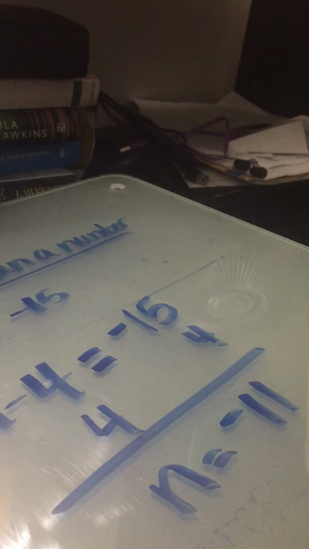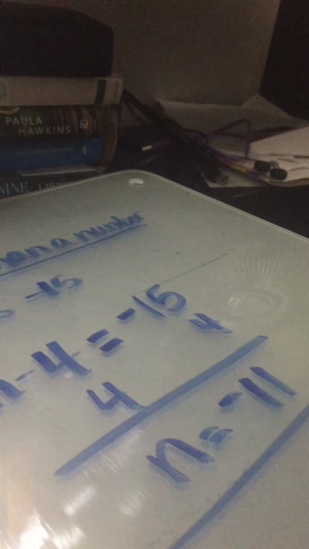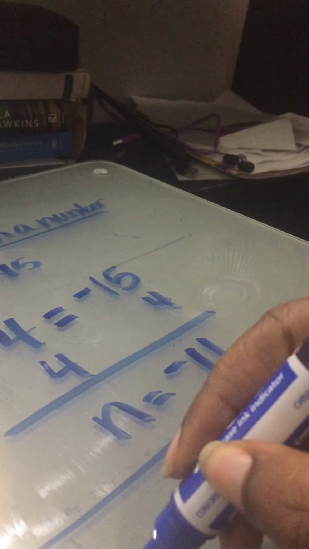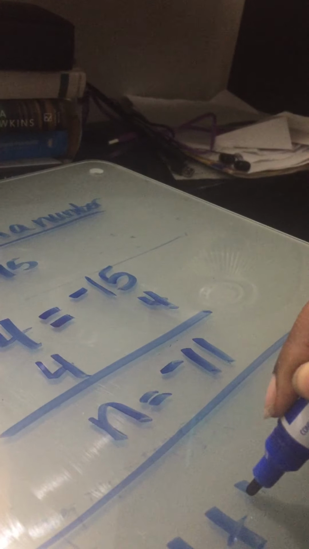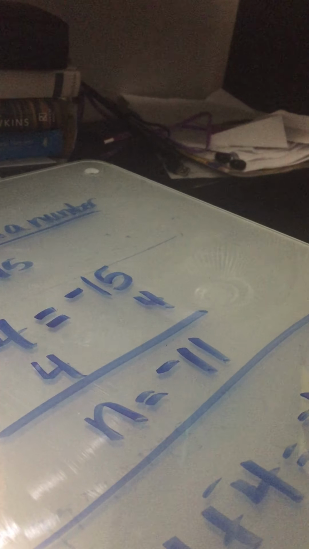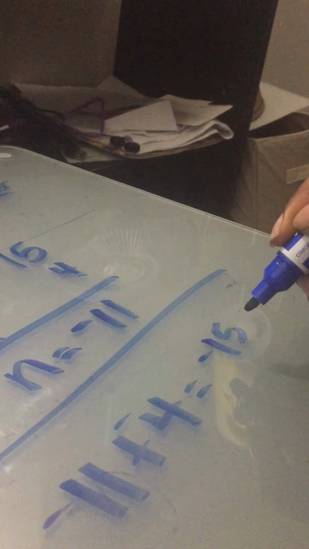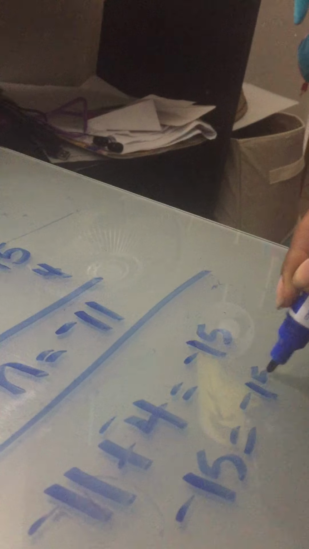So if we were to put this back into the equation to check our answer, we would have negative 11 plus a negative 4 is going to equal negative 15. And that is correct. Okay? That's how you solve that problem.